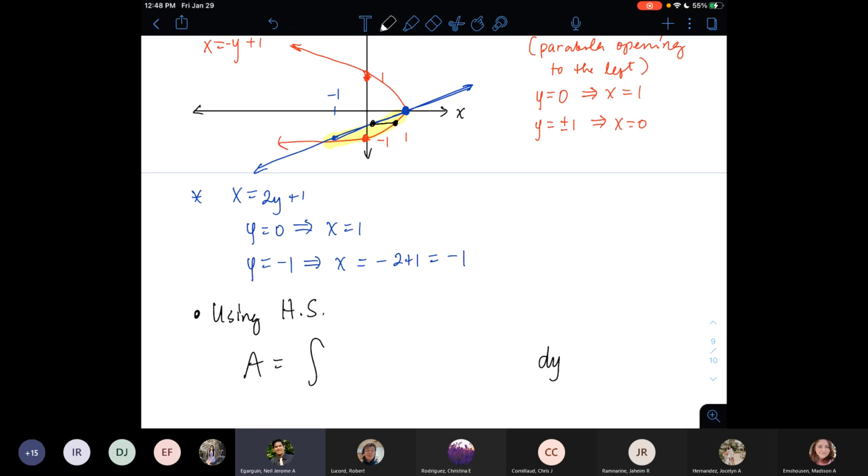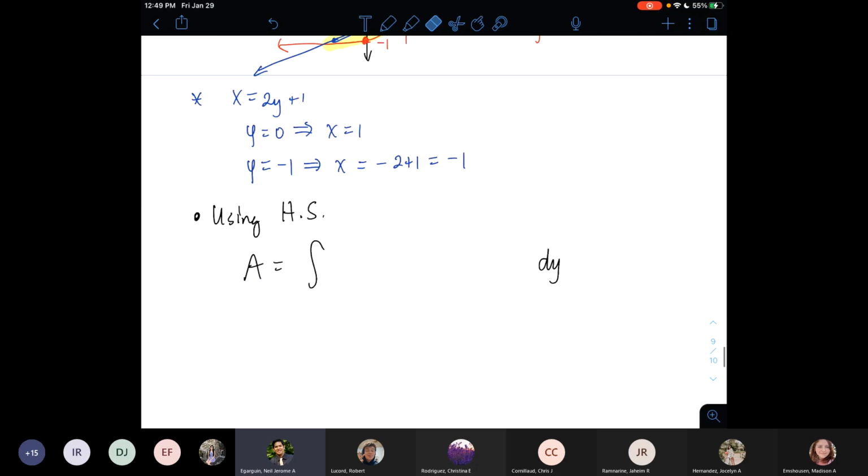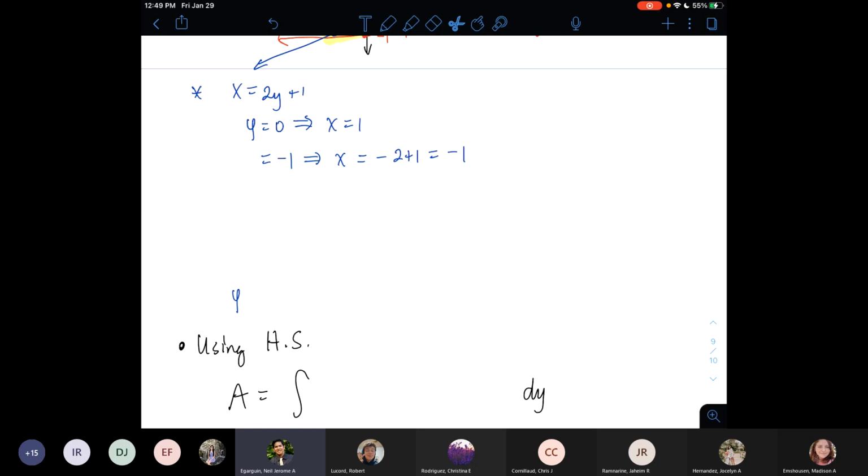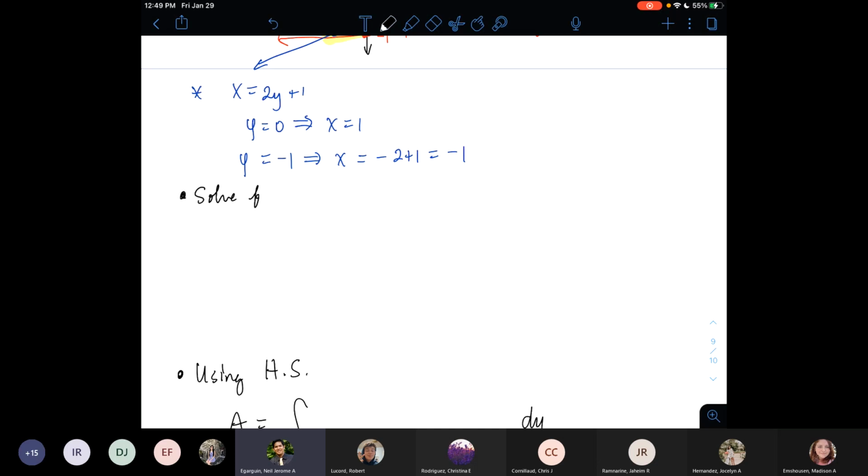Actually, we need an additional step here because we don't know when the y value will start. It is not clear if it will really start at y equals -1. Perhaps it will start earlier, right? Or yeah, it will start earlier. So I forgot the next step. Since it's not clear what are the points of intersection, then I need to solve for them, right? So here we solve for the POI.